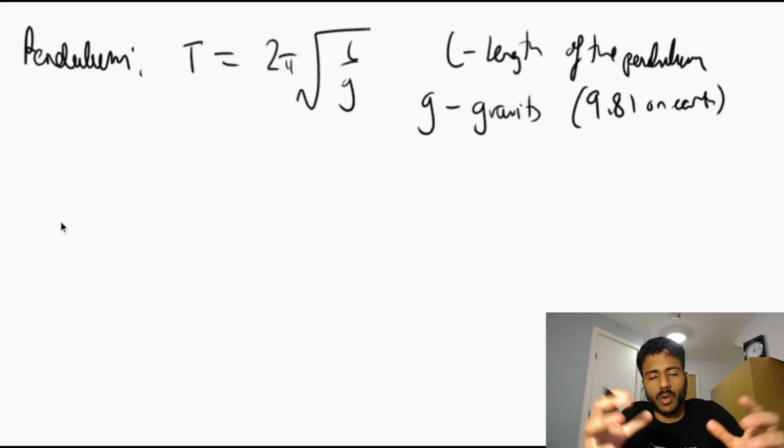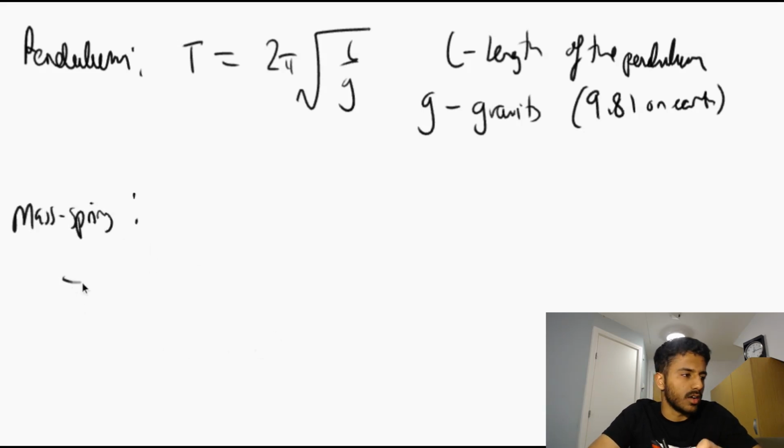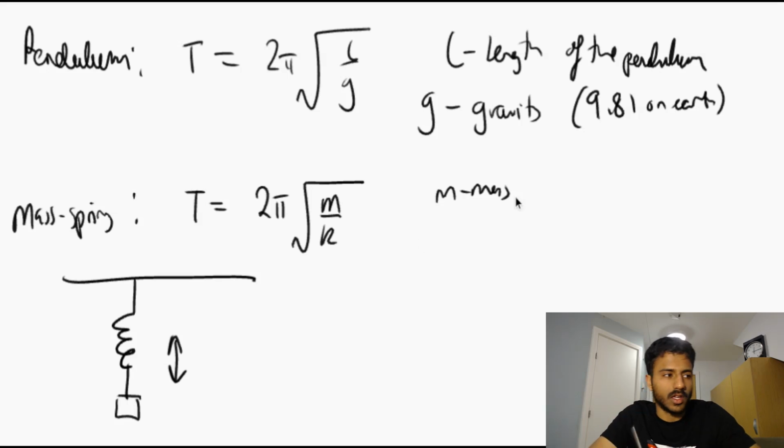You also need to know the equation for the time period for a mass spring system, and this is where you have a mass connected to a spring and it's just vertically oscillating up and down. The time period here would be equal to 2 pi times root m over k, where m is the mass you add onto the spring and k is your spring constant.